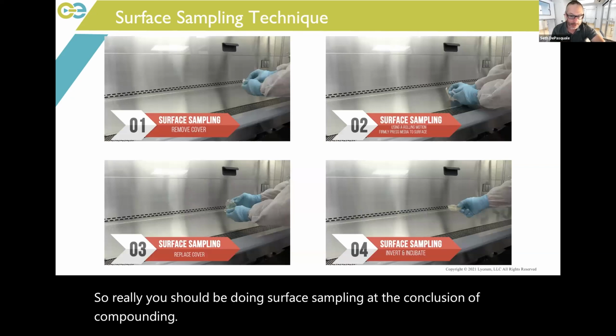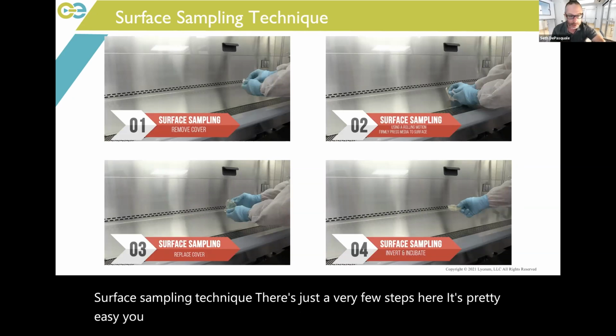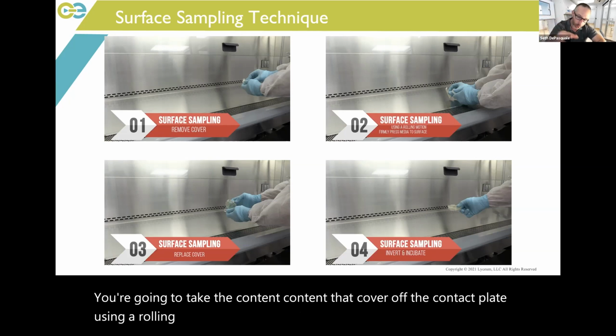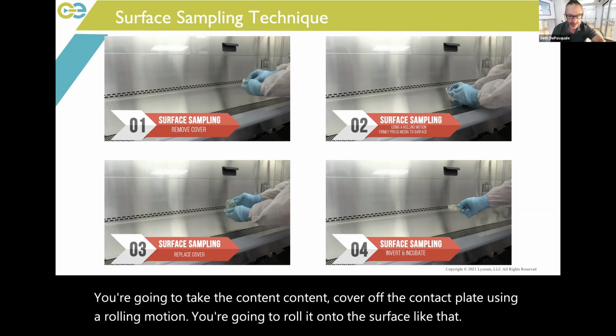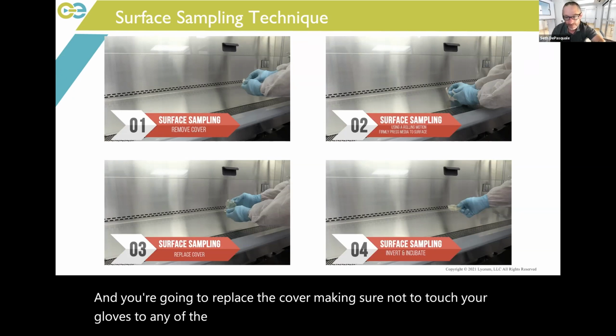Surface sampling technique, there's just a very few steps here. It's pretty easy. You have a contact plate. You're going to take the cover off the contact plate. Using a rolling motion, you're going to roll it onto the surface like that, and you're going to replace the cover, making sure not to touch your gloves to any of the media. You don't want a false positive.